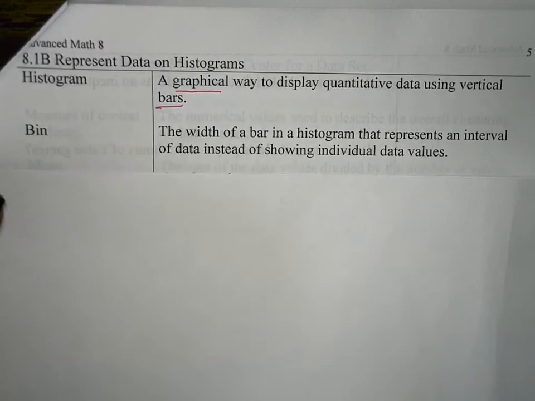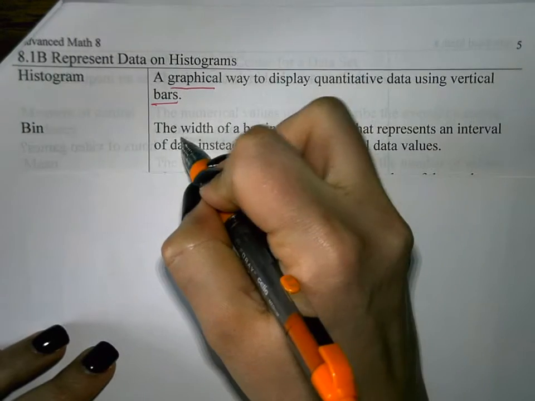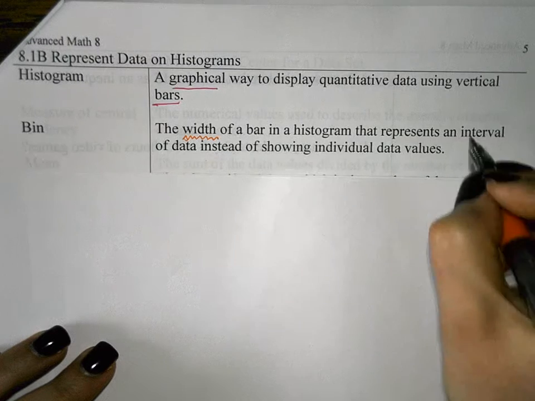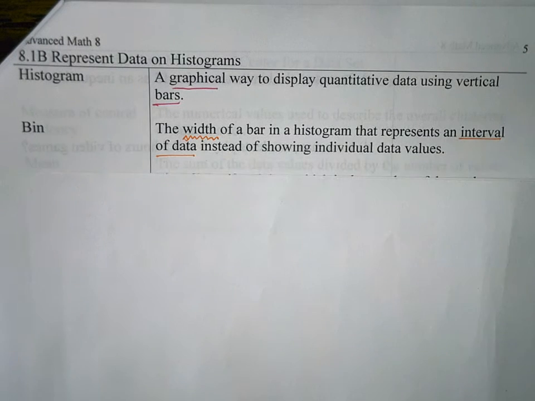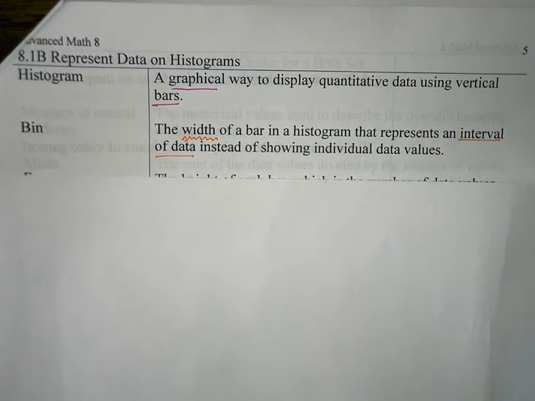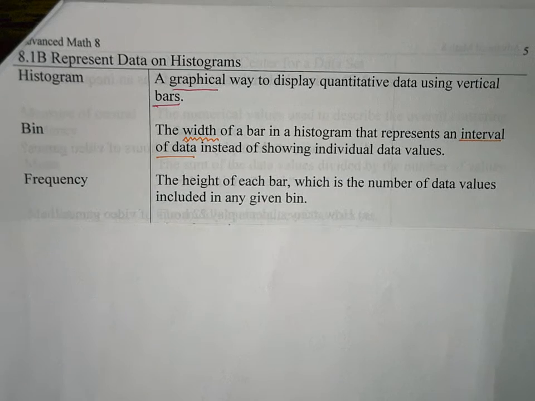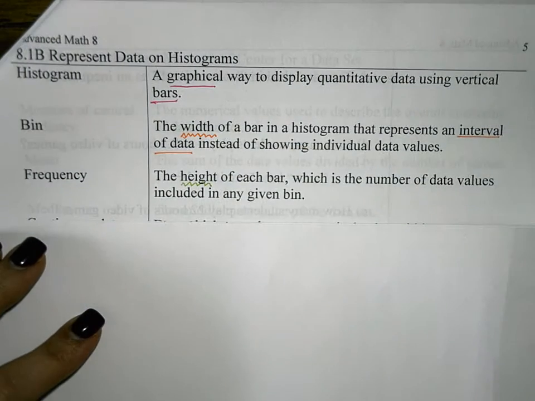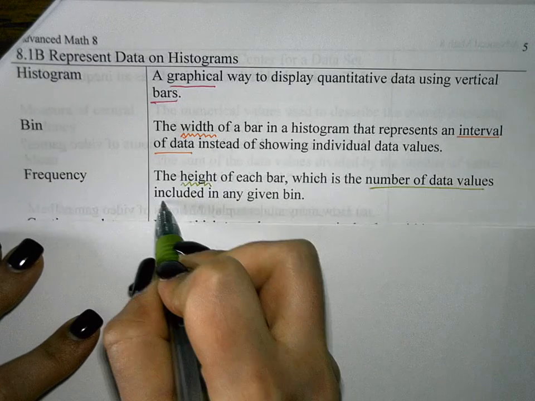Each of the bars on the histogram is called a bin, and the bin refers to the width of a bar on a histogram, and it represents an interval of data. So we can write out each interval of each bin as an inequality. So it does not show individual data values. It shows intervals of data. The frequency is the height of each bar, which means the number of data values included in any given bin.